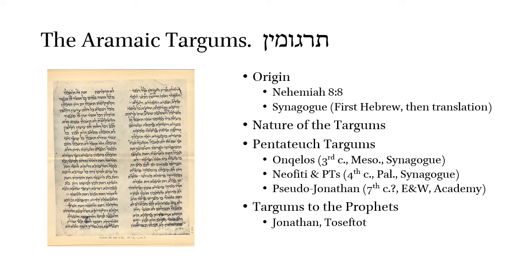There's a later prophet's tradition called the Tosafot, which translate more paraphrastically. And these are very similar to Targum Pseudo-Jonathan, so they would also come from that later time period.